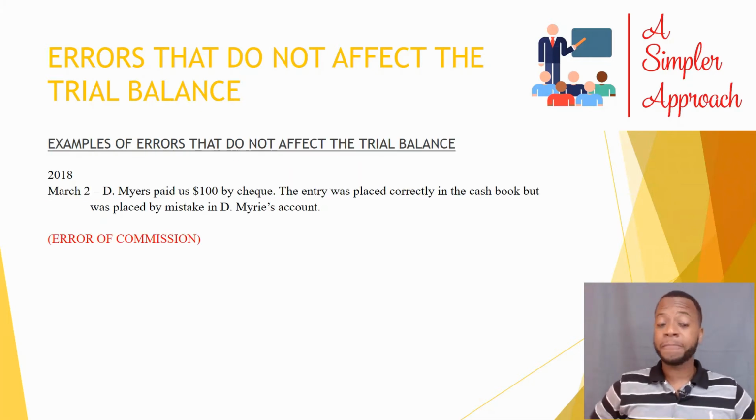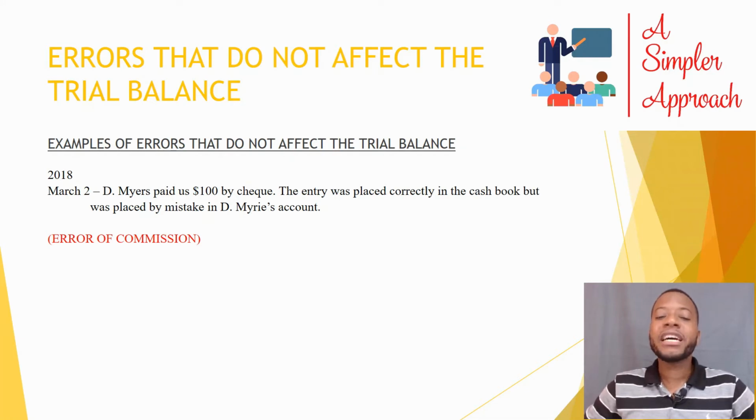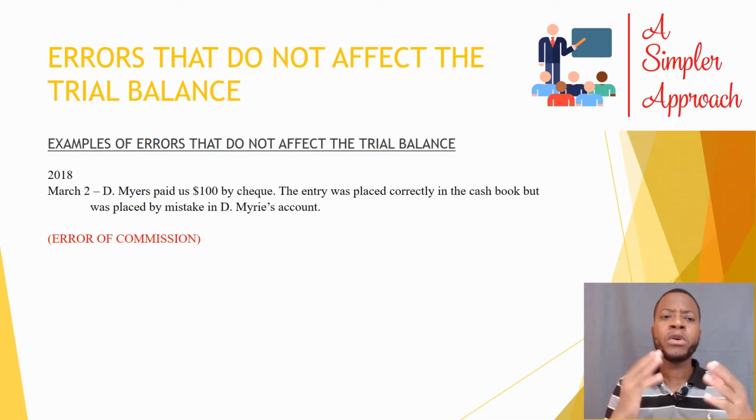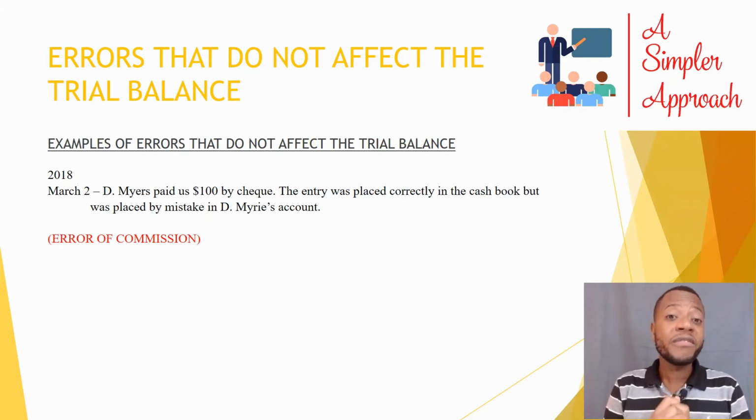First example. D. Myers paid us $100 by check. The entry was placed correctly in the cash book, but was placed by mistake in D. Myrie's account. Now let's break this down. We received $100 by check. Okay? What we would have done is to debit the cash book. Okay, stick a pin right there.